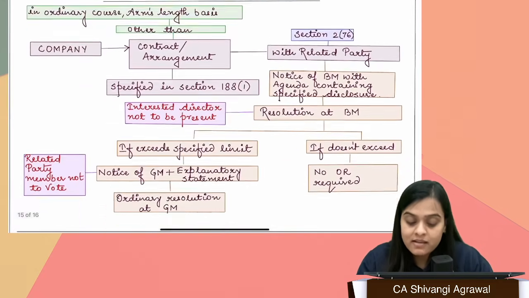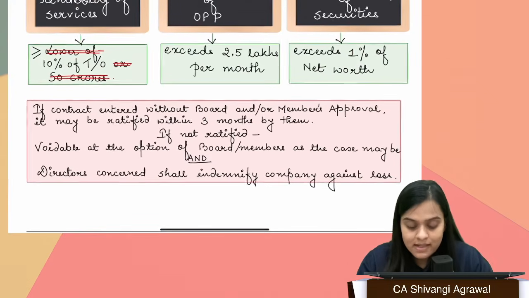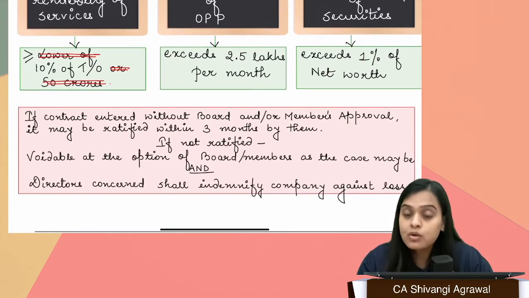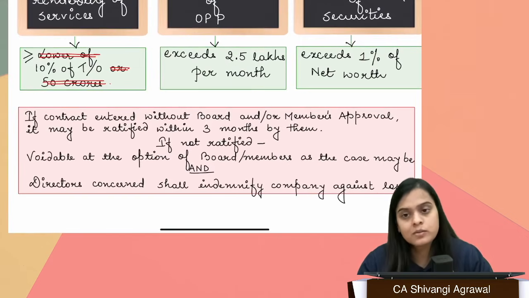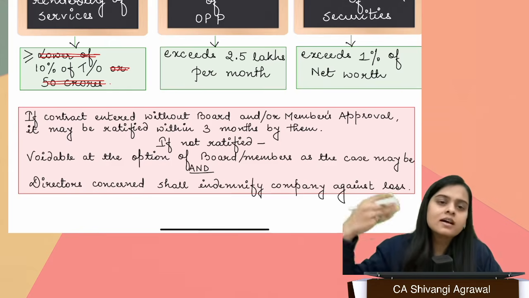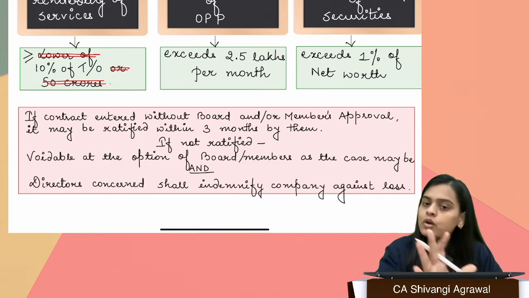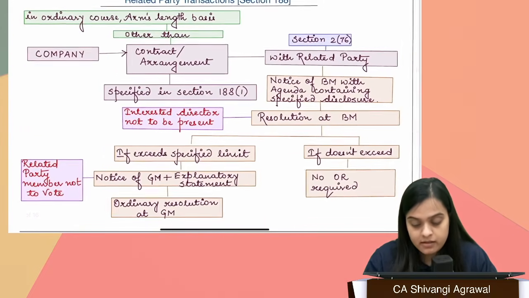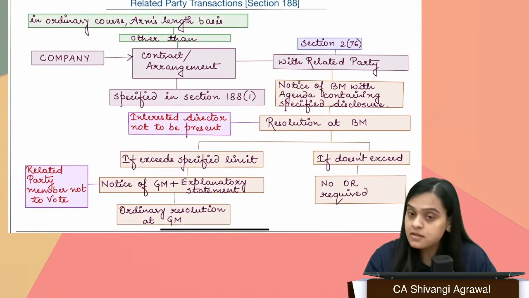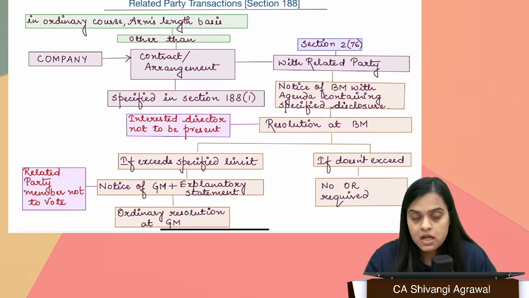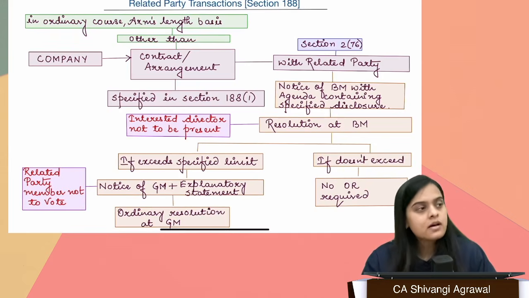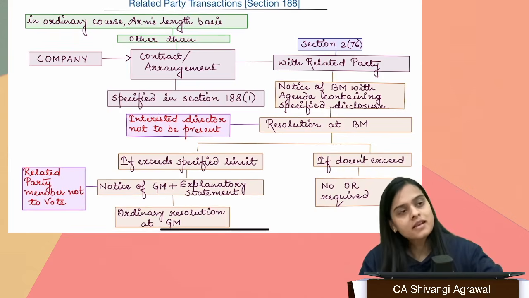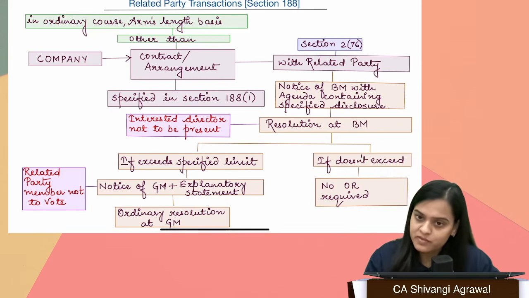If at all you don't take the necessary approvals you had to, then it is going to be voidable at the option of the board or the members, and it can be ratified within 3 months. Otherwise, it's going to be voidable at the option of the board or shareholders. If there was a director involved and he did not get the necessary approvals, and the transaction has taken place, the contract has been entered into, whatever loss the company is suffering, that concerned director will indemnify. And then you also have the penalty.